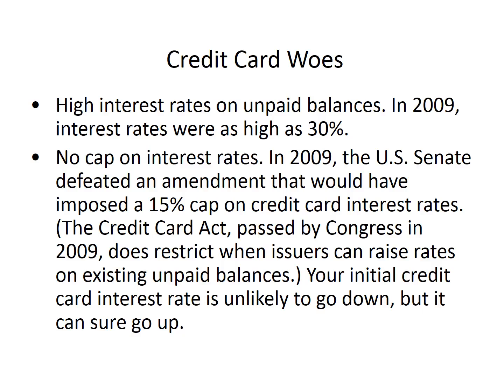Credit card woes. High interest rates on unpaid balance. In 2009, interest rates were as high as 30%. Obviously, that's per year. So you'd have to divide that by 12 to get the monthly interest rate. No cap on interest rates. In 2009, the U.S. Senate defeated an amendment that would have imposed a 15% cap on credit card interest rates. The Credit Card Act, passed by Congress in 2009, does restrict when issuers can raise rates on existing unpaid balances, right? You don't want all of a sudden you're in the middle of the month and rates are going up. Your initial credit card interest rate is unlikely to go down, but can sure go up.